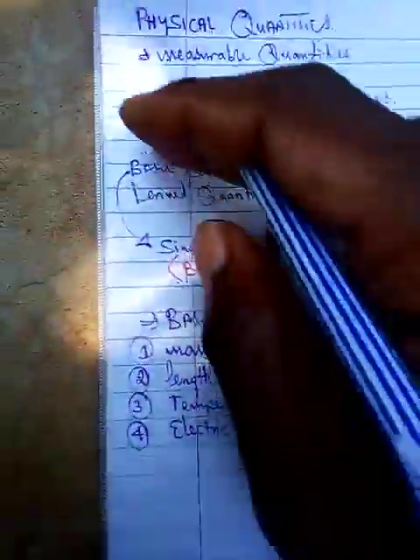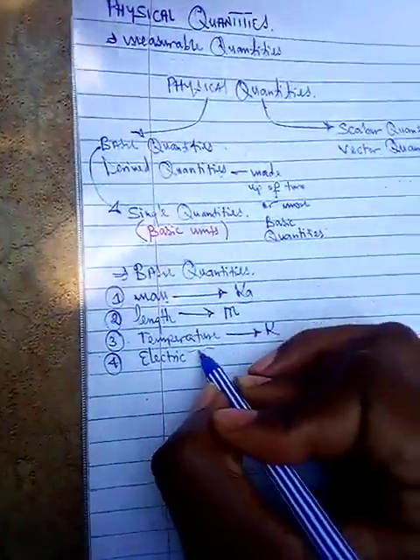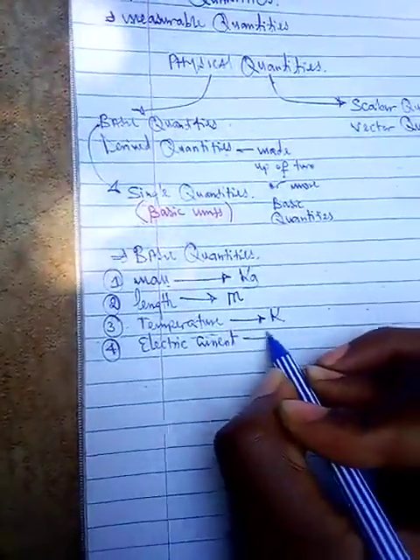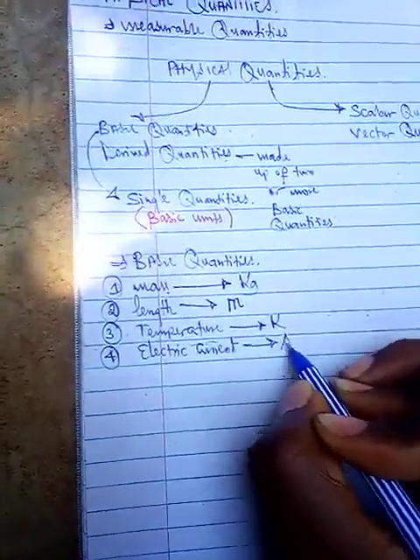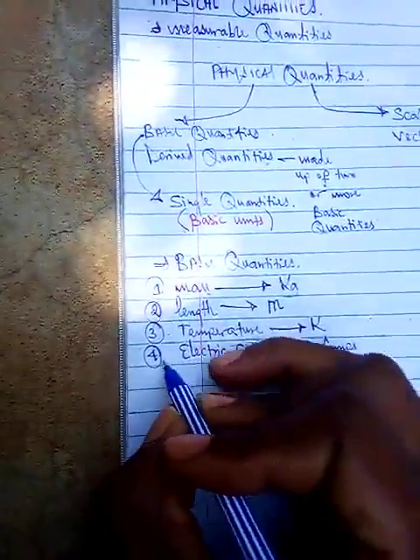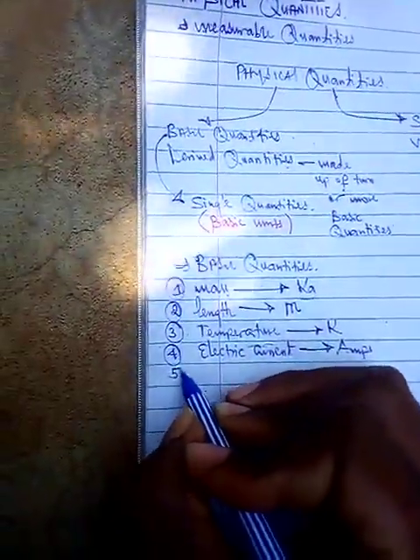So electric current is measured in amps. We can also talk about something which they call luminous intensity.